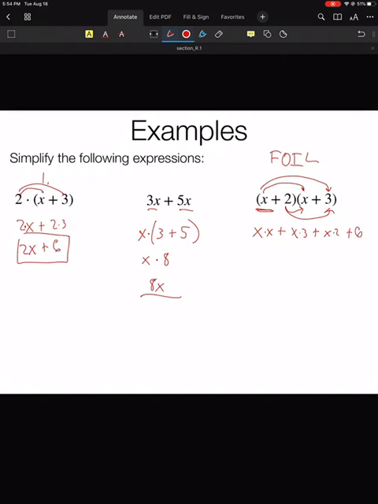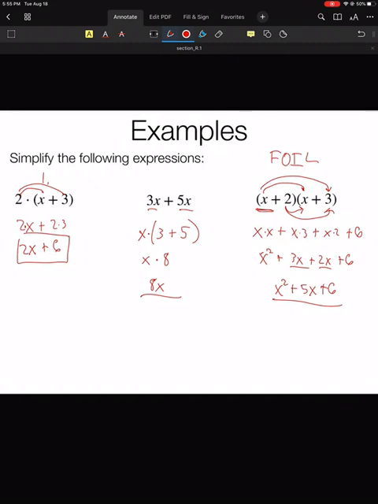We can do 2 times 3, and so we get x squared plus 3x plus 2x plus 6. And then I can combine 3x and 2x to be 5x. So x squared plus 5x plus 6. So that is using the distributive rule to simplify expressions.